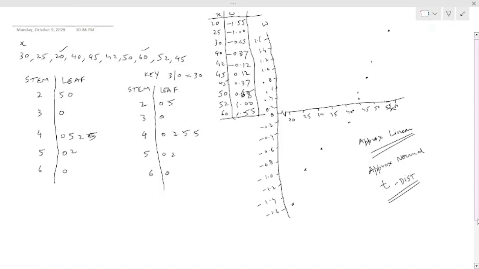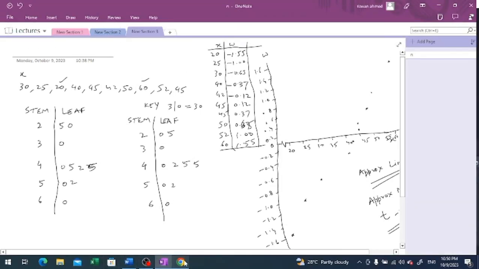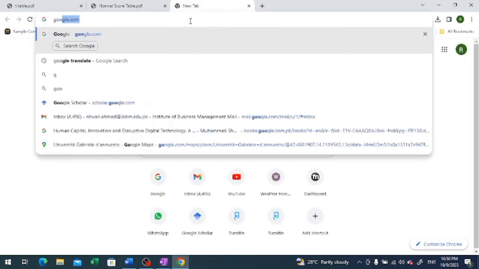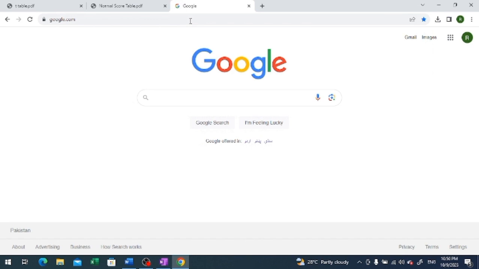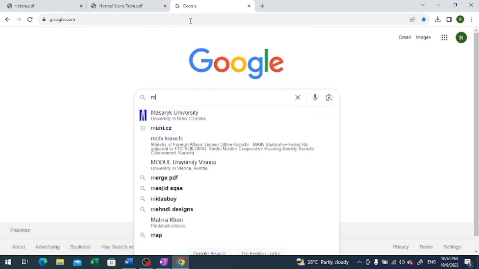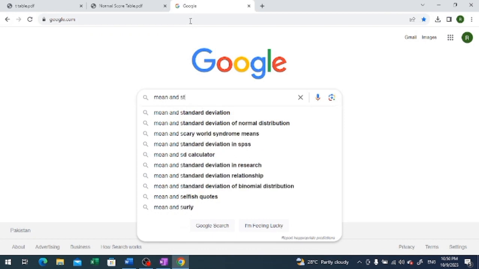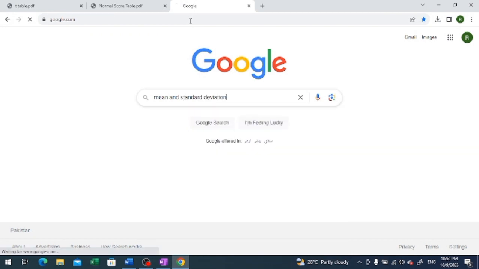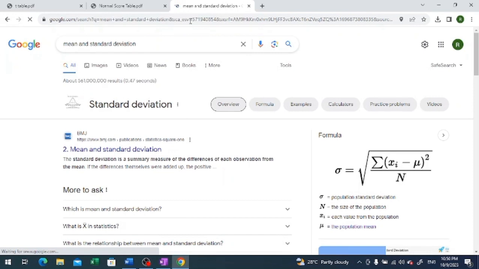So what I'm going to do, I'm going to enter the data and compute mean and standard deviation using Google. Mean and standard deviation calculator.